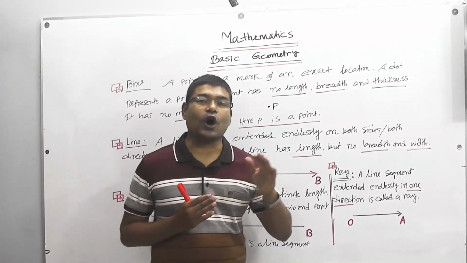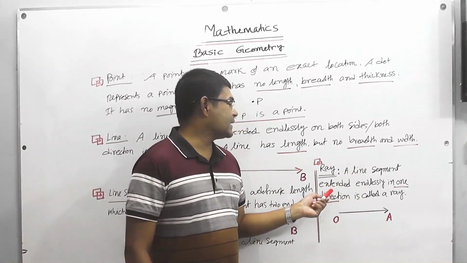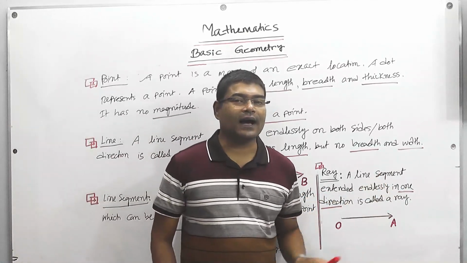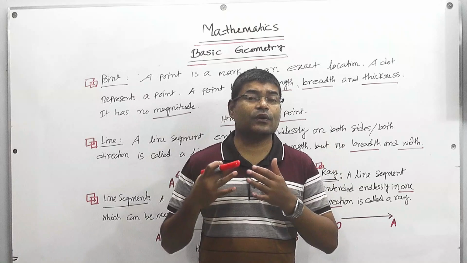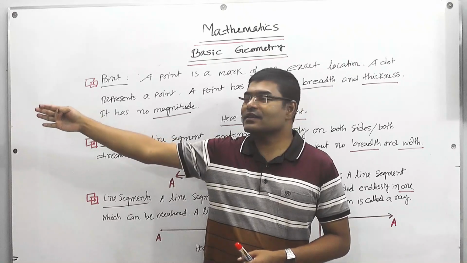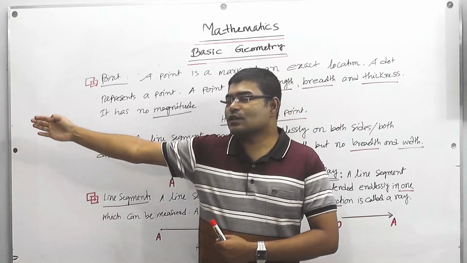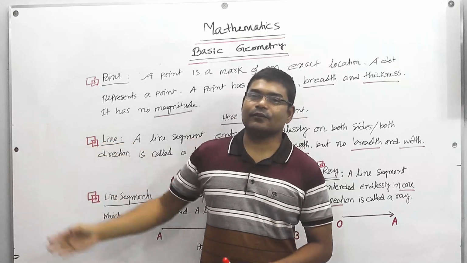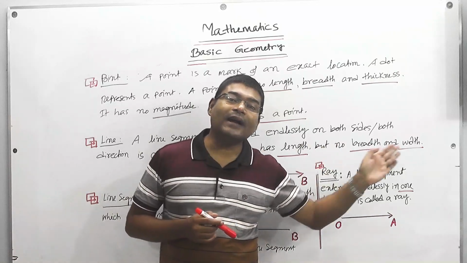So what is the definition of a ray? A ray is a line segment extended endlessly in one direction. You have already seen, when you go outside your house, an arrow sign. So this is the ray. Go to Dhaka, go to Bola, go to school, in this way. This is the ray. I think you have got it. A ray has only one direction.